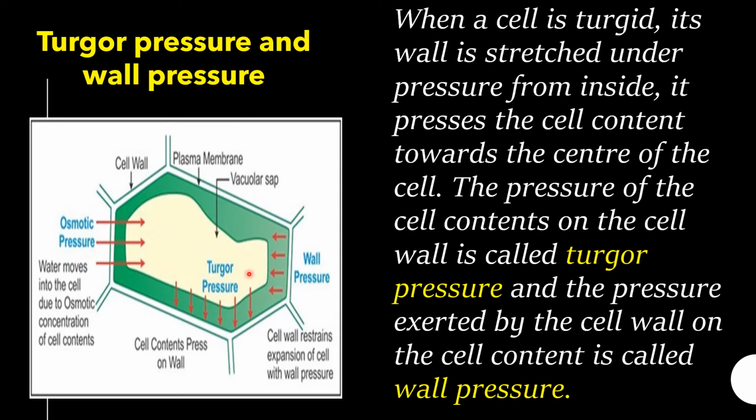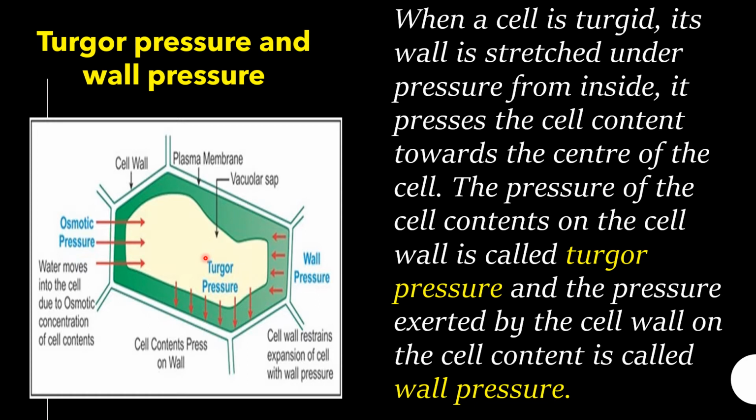You can see here inside the cell is cytoplasm, cell organelles, right? Then cell sap. All these substances inside the cell are the cell contents. When the cell is turgid, the cell contents apply a pressure on the cell wall. Who is applying the pressure on the cell wall? The cell contents apply a pressure on the cell wall. That is called turgor pressure.